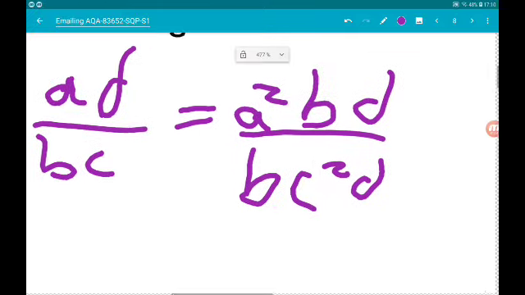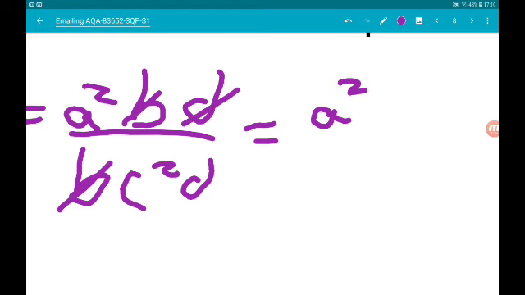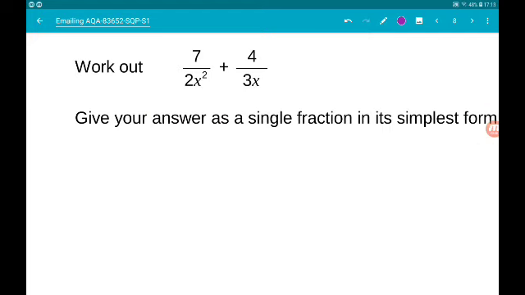Now we can cancel out quite a few things. So up on top we've got the A squared. Now the B on top cancels with the B on the bottom, and the D on top cancels with the D on the bottom. So we've actually just got A squared over C squared. Okay, then for part b, similar sort of thing, we want to work out 7 over 2x squared add 4 over 3x as a single fraction in its simplest form.